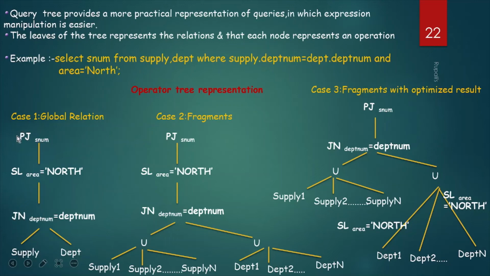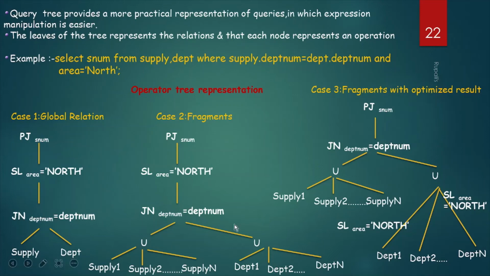Now this is case 1, in case of global relations. Now we have to consider case 2, fragmented relations. Here the supply table is fragmented and the department table is also fragmented. So it is supply 1, supply 2, up to supply n, and department 1, department 2, in this way up to department n, and there is one union. The remaining query is the same. But this is not the optimized one. We have to consider the optimized one.